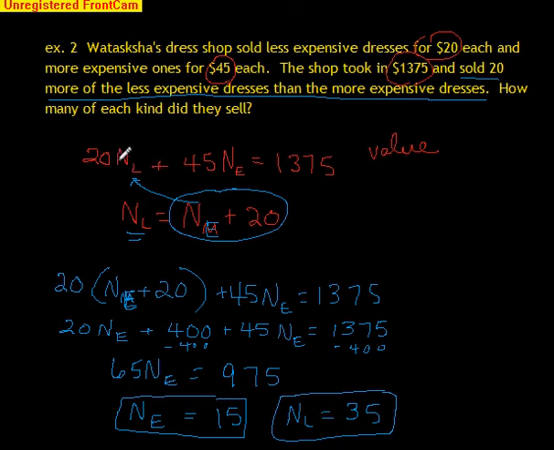So just remember, you have one with your value. All the money, guys, should be in one equation. And then the other one's just talking about the number of items. So less expensive equals expensive plus 20.